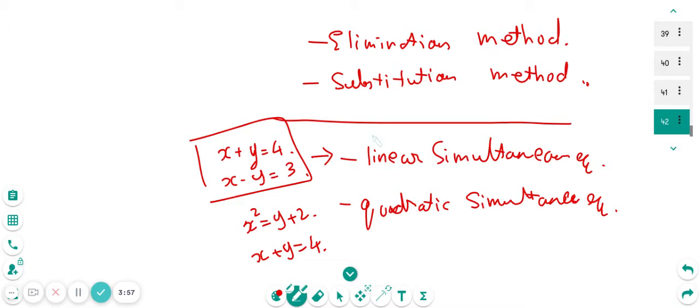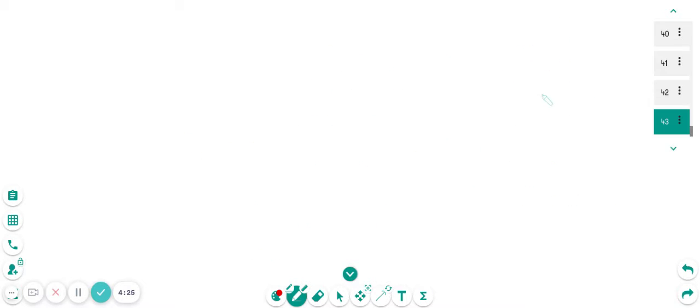So what we do is we start with the linear simultaneous equations in today's class. We go through the elimination method, and in the next class we'll go through the substitution method. Once we are comfortable with the linear simultaneous equations, that's when we try to solve the quadratic simultaneous equations. I hope that's clear. So let's start with the elimination method for the linear simultaneous equations.